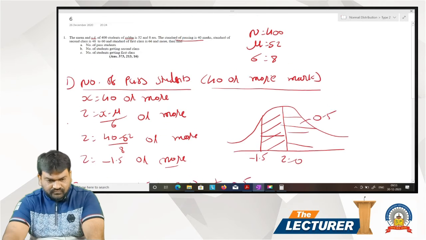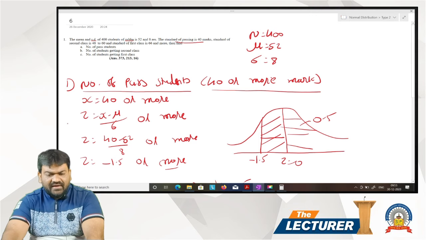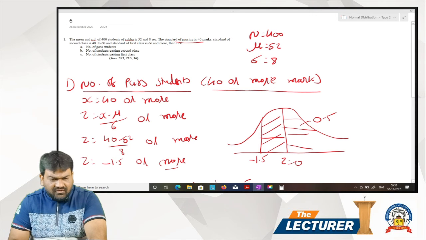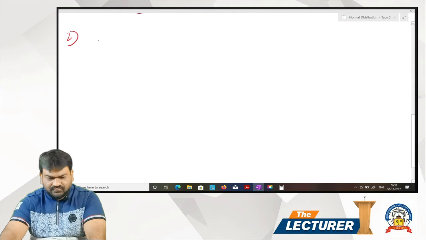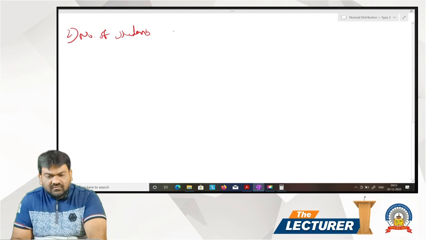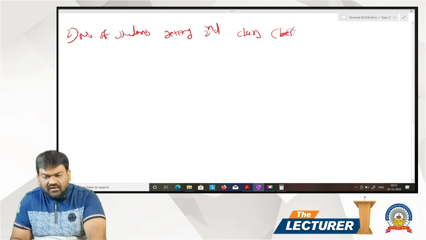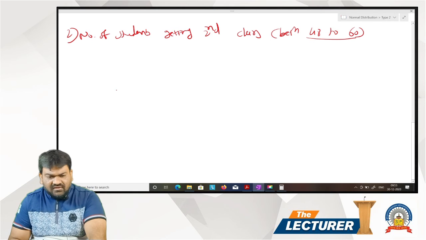Second one, number of students getting second class. When will second class be obtained? When marks are between 48 and 60. So number of students getting second class: between 48 to 60. Those whose marks are between 48 and 60 will get second class.